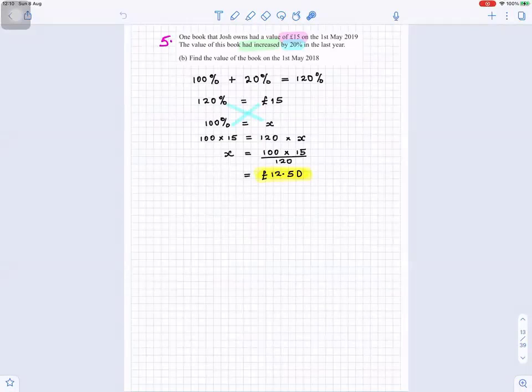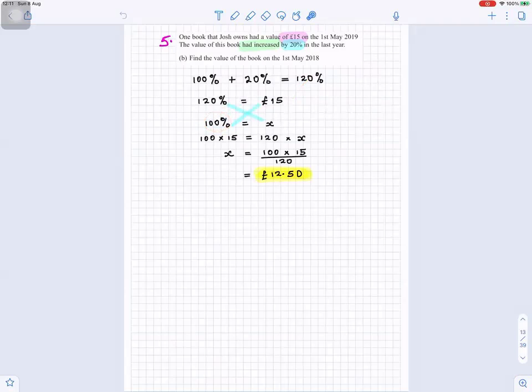One book that Josh owns had a value of 15 pounds on the 1st May 2019. The value of this book had increased by 20% in the last year. Find the value of the book on the 1st May 2018. So 100 plus 20% gives you 120%, because that's the increase. So 120% is equivalent to 15 pounds. What would 100% be?